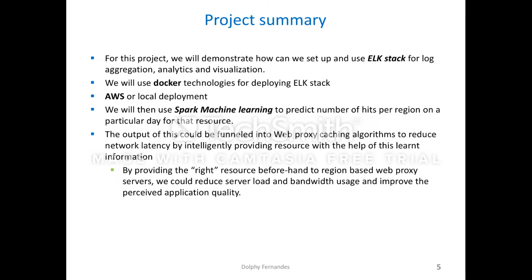Later, we will use Spark machine learning to predict the number of requests that come from a particular region on a particular day for that web resource. The output of this machine learning could be funneled into a web proxy caching mechanism to reduce network latency by intelligently providing the resource beforehand. And by providing the right resource beforehand to region-based web proxy servers, we could reduce the server load and bandwidth usage. This could really improve the perceived application quality.